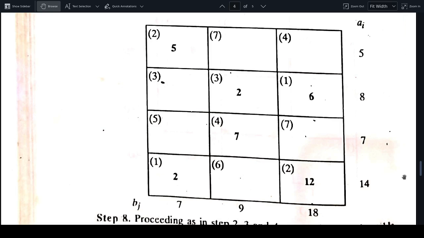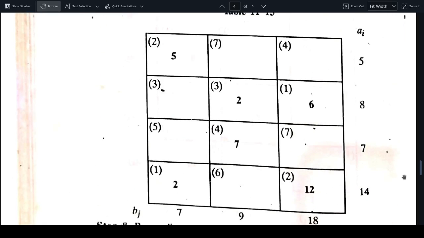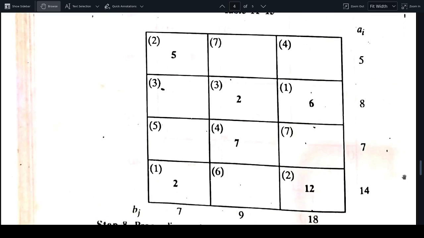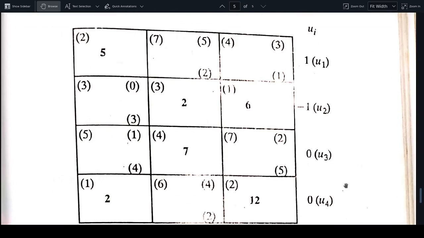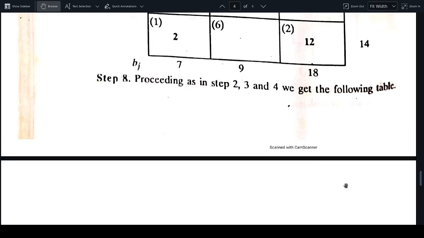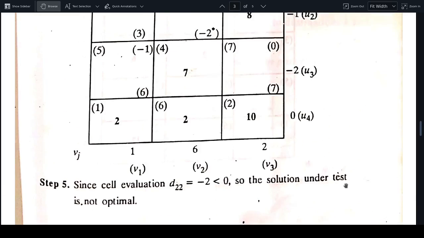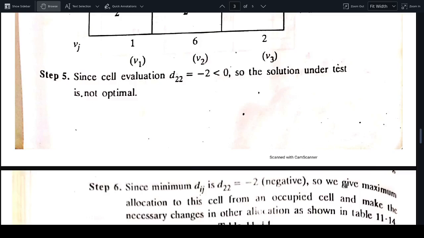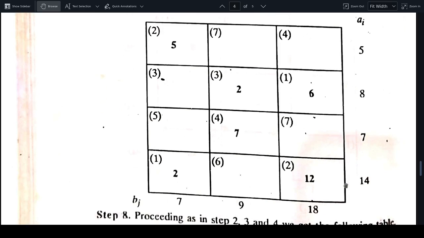Ui plus Vj we have written just for finding out the value of Dij, right? So here we eliminate negative Dij. Then we get again one table, right? Again you do optimality test using Modi method. In the next table, table number 11.16, you will find out all values of U1, U2, U3, U4, V1, V2, V3, V4 by Modi method. Then you will get positive Dij, right?